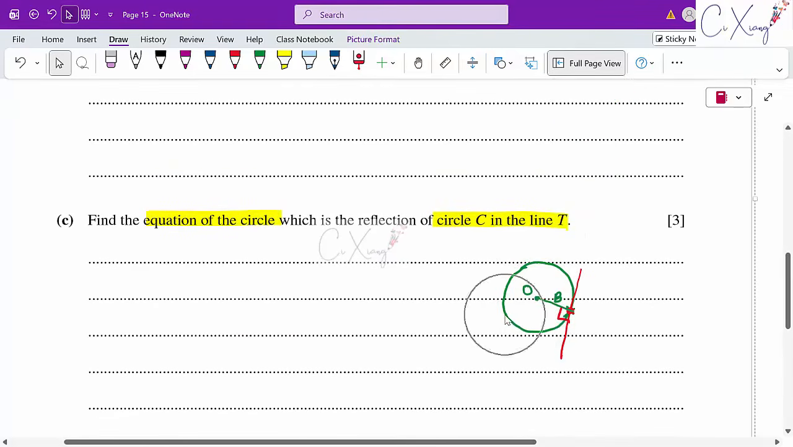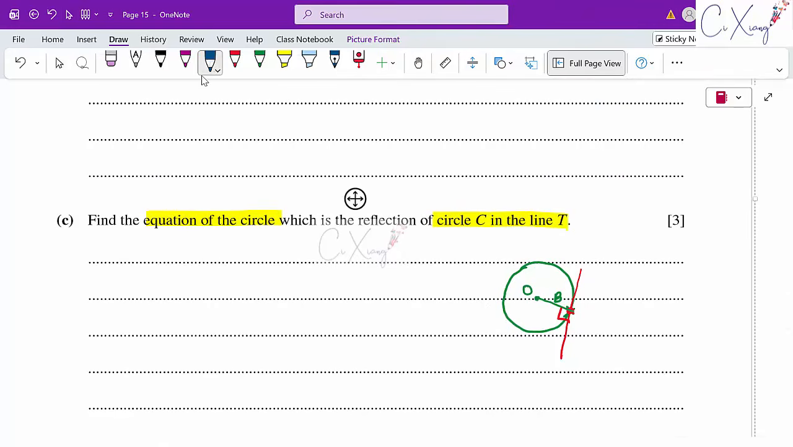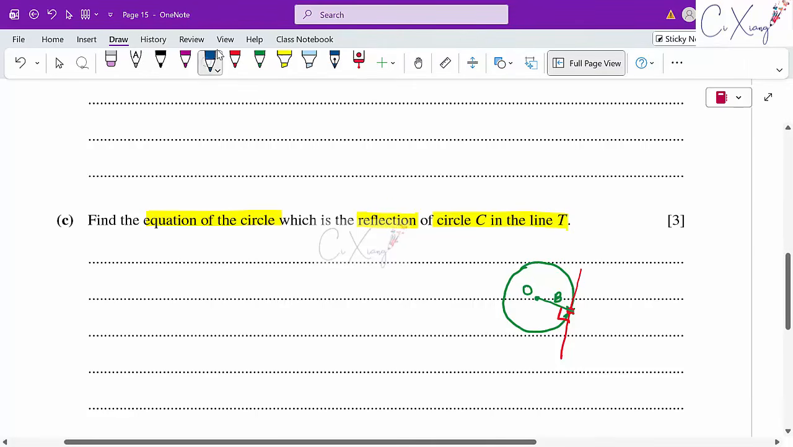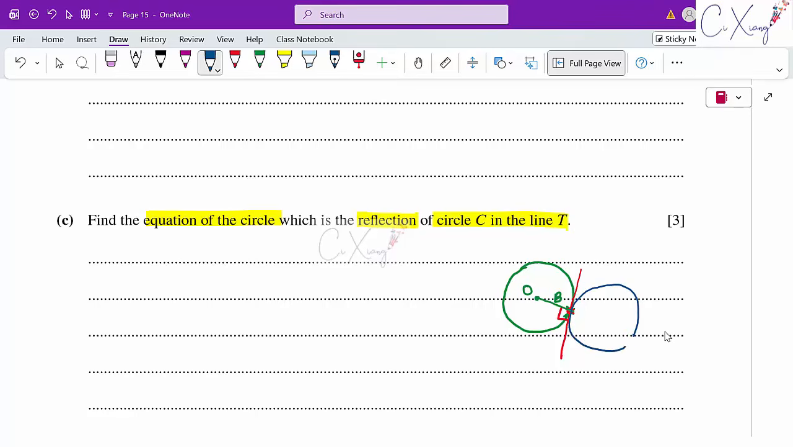So this is my original circle, right? And then this is the line T, right? And then they're asking us to find out the equation of the circle where it is the reflection of circle C in the line T. That means line T is now your mirror. Line T is your mirror. You want to reflect this one through the line T. And how should you draw the diagram? So your circle might look something like this. I might not be able to draw a very nice reflection, but basically I just want to let you know that after reflection, your circle might look something like this.